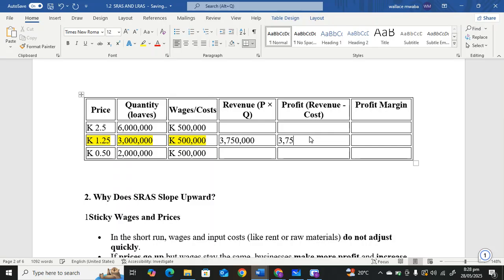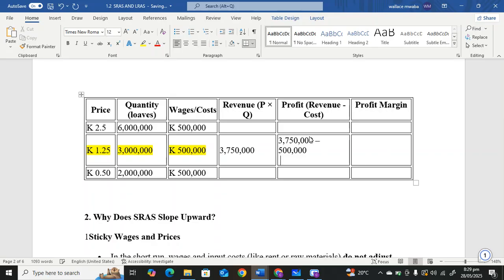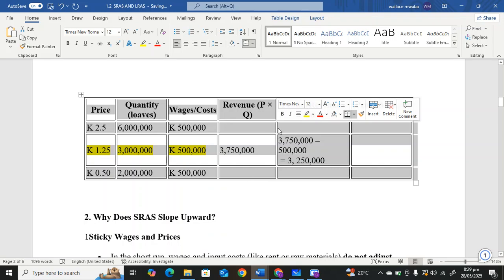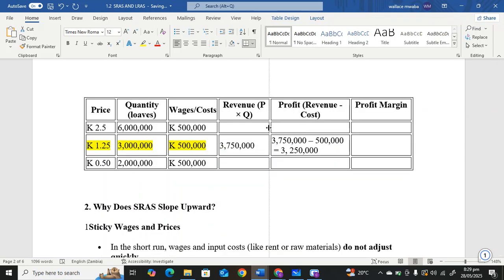Okay, so profit we're just going to say 3,750,000 minus 500,000. That should be 3,250,000, right? 3,250,000. Okay, so let's see also our profit margin.